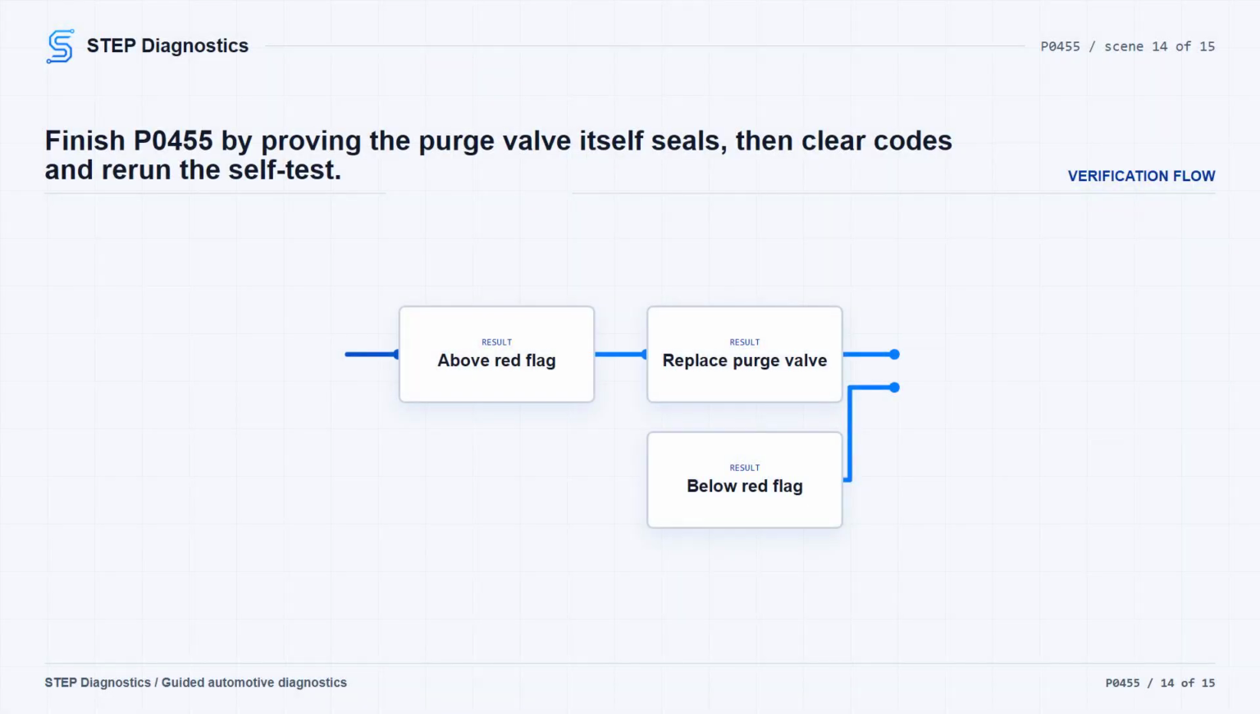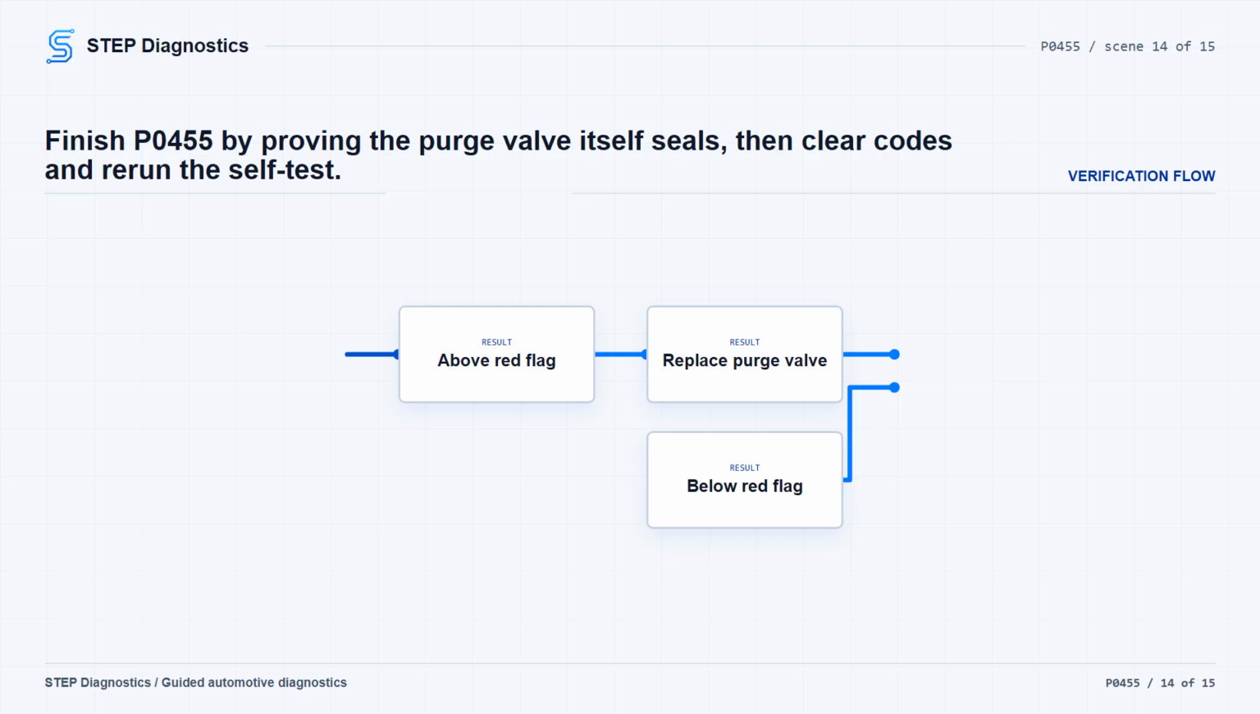After the EVAP system passes pressure verification for P0455, finish with the EVAP canister purge valve leak test. Run the scan tool purge check if it is available. If it is not available, remove the purge valve, connect a suitable hose adapter at the fuel vapor to EVAP canister connection, connect the supply hose, start the pressure supply, and pressurize the purge valve until the ball stops descending.